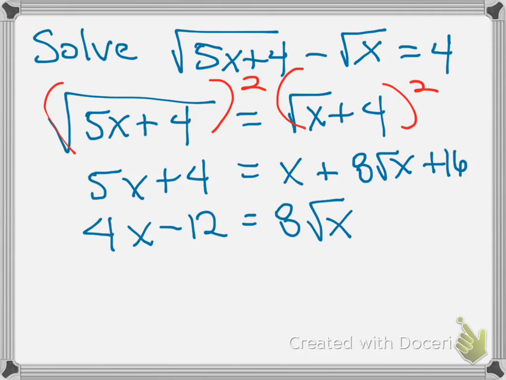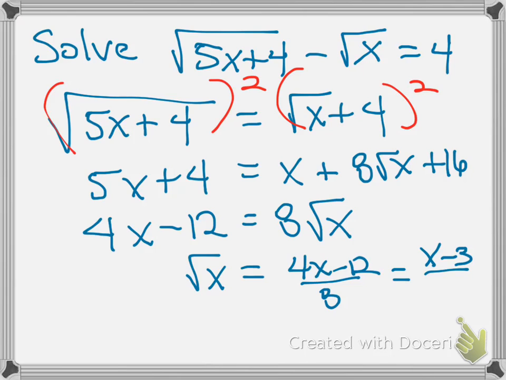And at this point, what we want to do is isolate that expression with the square root. So I'm going to write it this way. We'll have the square root of x. I'm going to divide both sides by 8 to do that. So that's 4x minus 12 over 8. And since all of those coefficients 4, 12, and 8 have a factor of 4, we can reduce that. So that would be x minus 3 over 2.